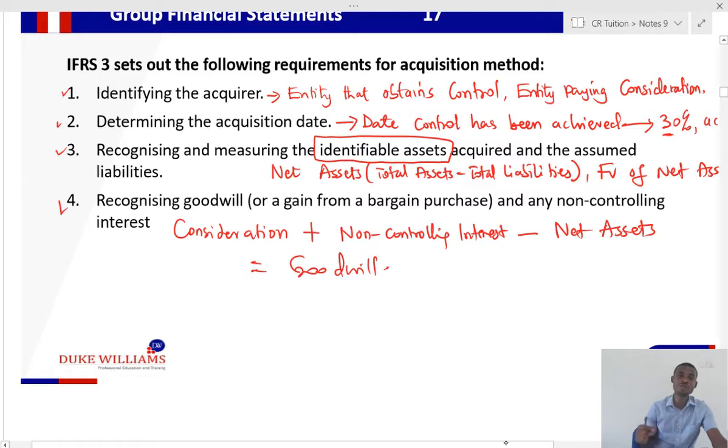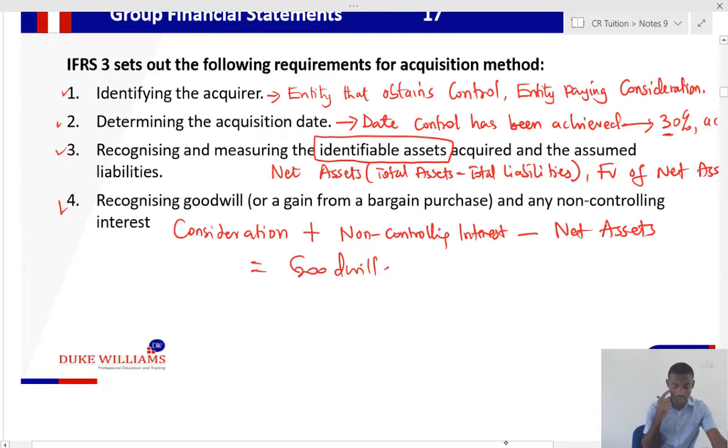Now, after doing all these remeasurements, if there is still negative goodwill, then the conclusion is that there is a bargain purchase, and that bargain purchase will be recognized as a gain on consolidation. It is immediately recognized as a gain on consolidation.